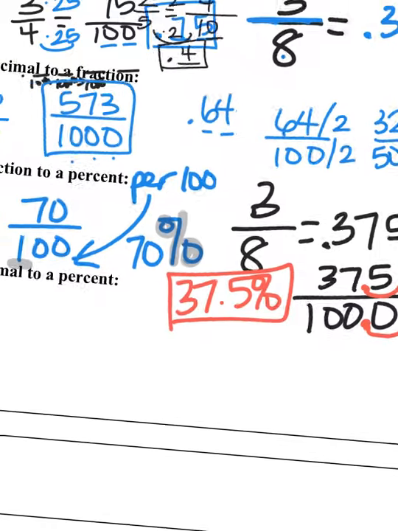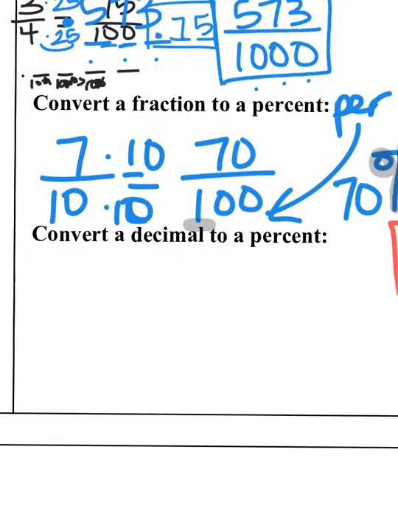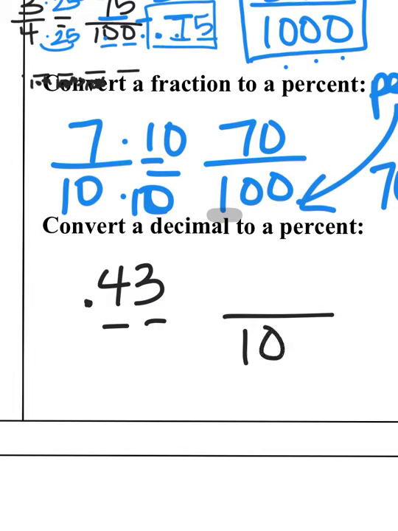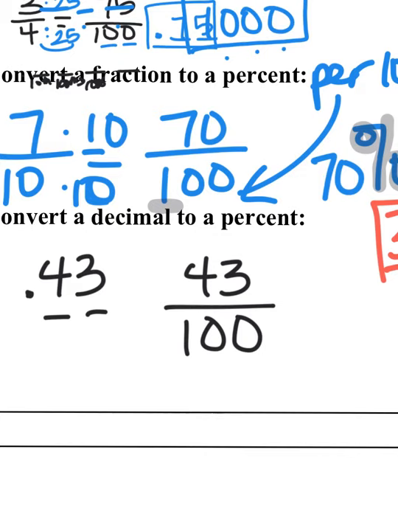okay? And the last thing we're going to do is do a decimal to a percent, which is pretty easy. So let's say we have 0.43, and we're going to change that to a percent. Remember what I said, that the number of spaces to the right is the number of zeros behind the 1 in the denominator. So anytime you have 2 digits to the right, that's what's going to go right above 100, and that means your percent is just 43%.